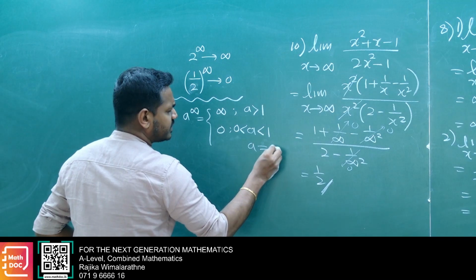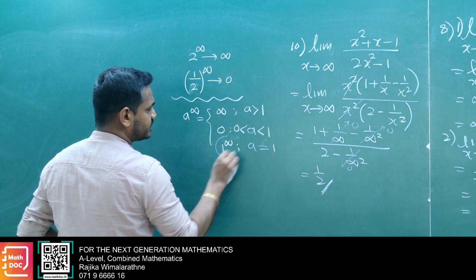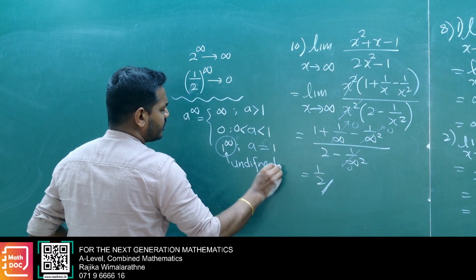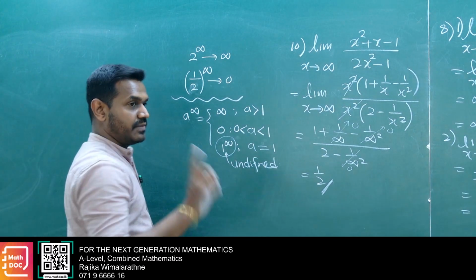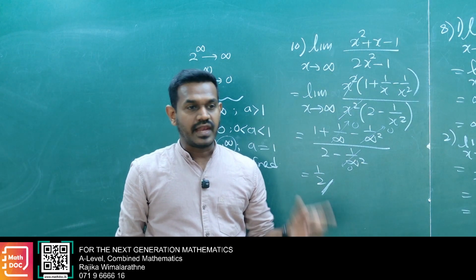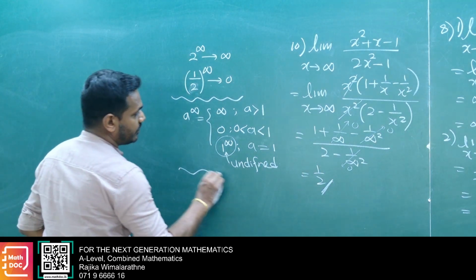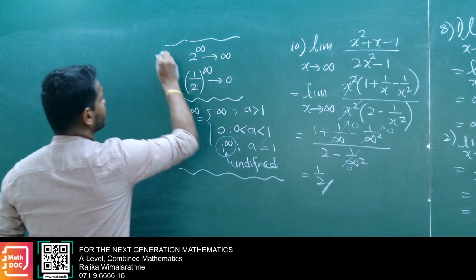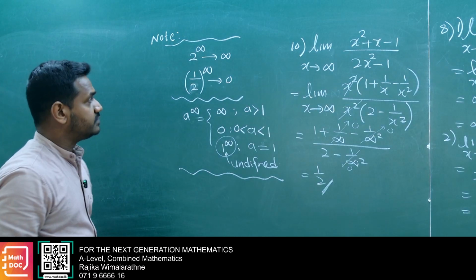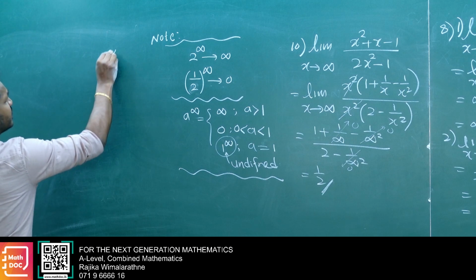A equal to 1 case: 1 to the power infinity, here we say it is undefined. Just remember: a value greater than 1 to the power infinity is infinity, and a value between 0 and 1 to the power infinity is 0. Therefore, e to the power infinity is infinity.